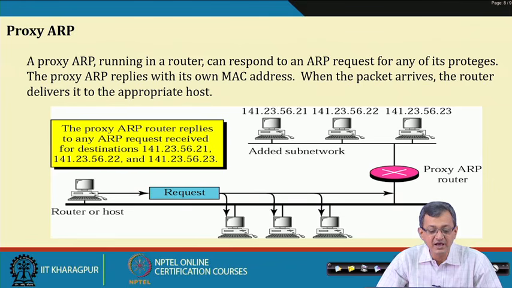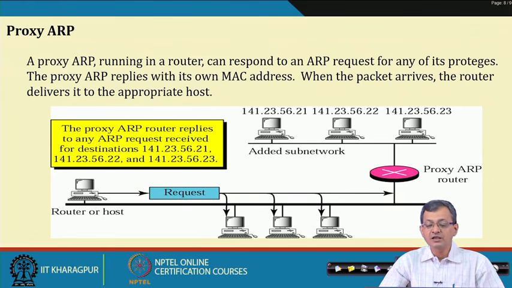Now, there is a concept of proxy ARP, so let us see what a proxy ARP is. As the term signifies, it proxies for a group of systems. A proxy ARP running in a router can respond to an ARP request for any of its proteges, that is, for its backend systems.